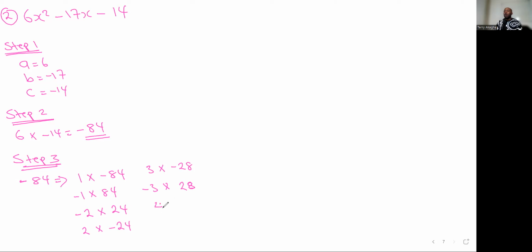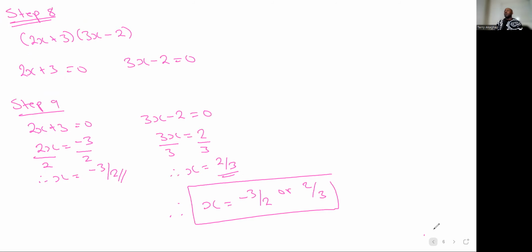We can also have 4 and minus 21, that will give us 84. You can also have minus 4 and 21, and that will give us 84. You can also have 6 and minus 14, that will give us 84. You can also have minus 6 and 14, and that will give us 84. You can have minus 7 and 12, that will give us 84. And you can also have 7 and minus 12, which will give us 84.